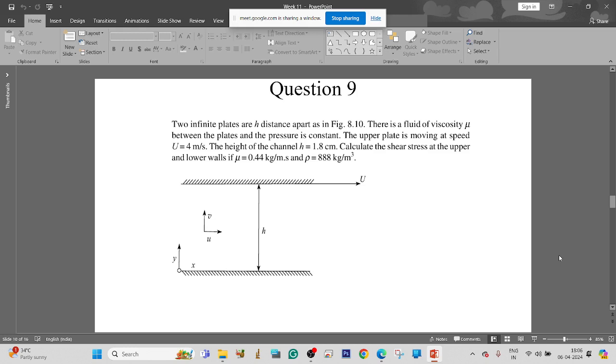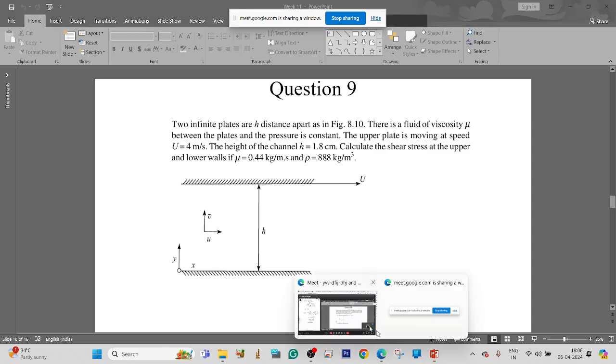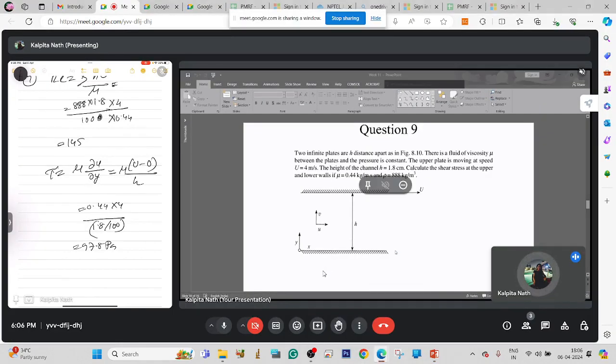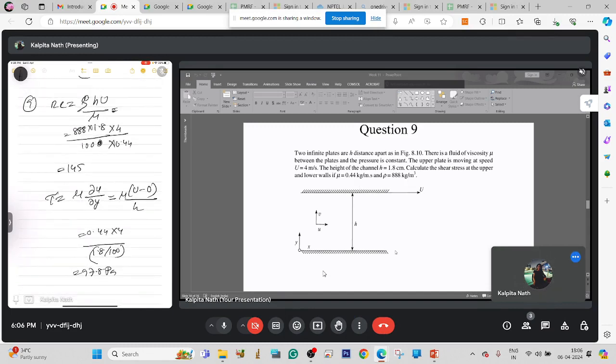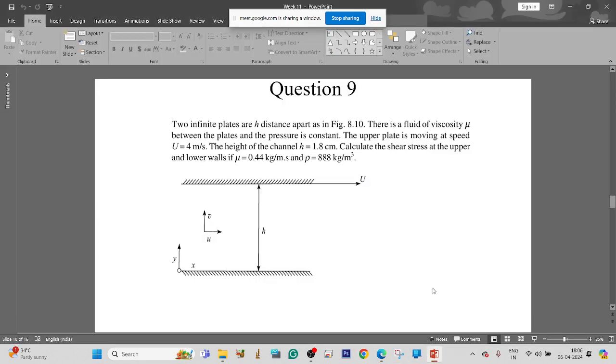Yes. So let's proceed to the next question. Okay, was it not visible or what? Just one second, I'll display the solution again. This is the solution. Okay, so let's proceed to the next question.